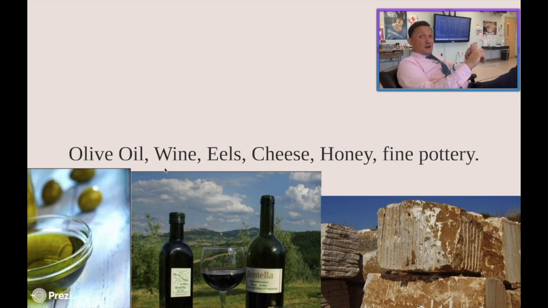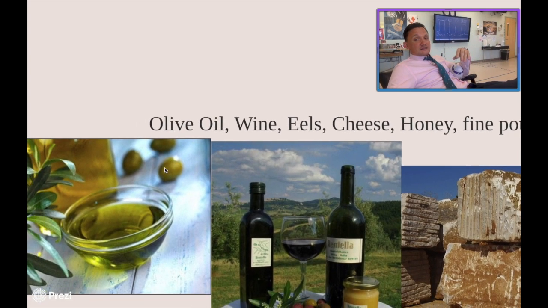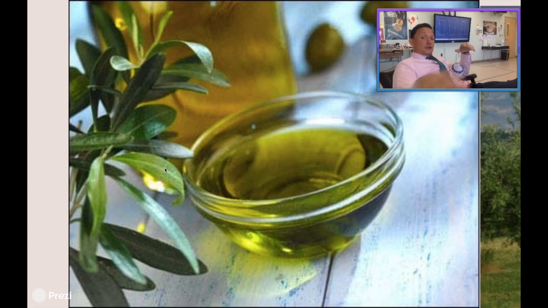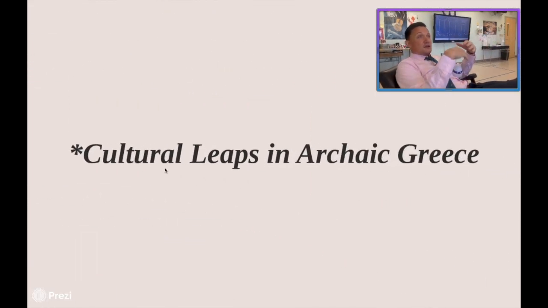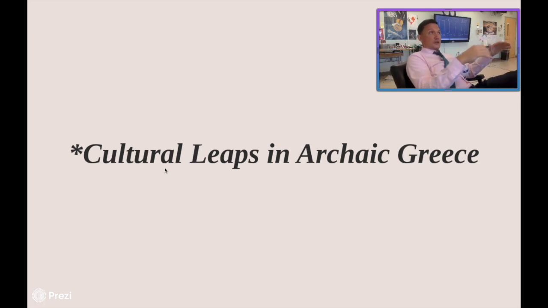Honey is a big thing as well. The early archaic Greeks did begin to learn from the Egyptians and others they had traded with in the past how to domesticate bees and harvest their honey, right? And then, of course, another one is fine pottery, right? Usually made out of terracotta clay, right? So there is olive oil, there is the wine, and, of course, you're going to start seeing a cultural leap in archaic Greece, right? You're going to start seeing that cultural foundation of the archaic Greeks.